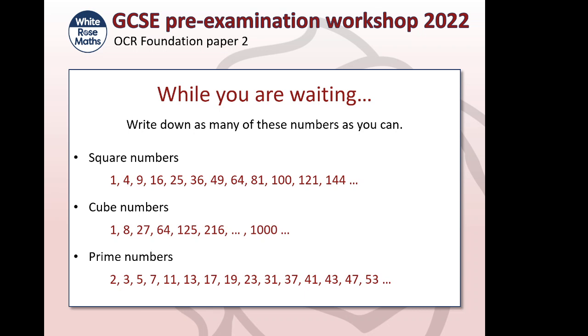Me personally, for GCSE Maths, I learnt square numbers 1 to 15, and then the cube numbers 1 to 5 and 10. For the prime numbers, I learned up to about 31. But again, if you screenshot it, take a note.